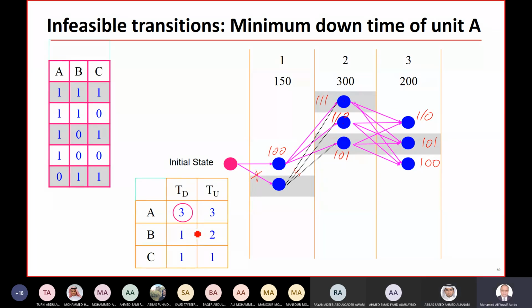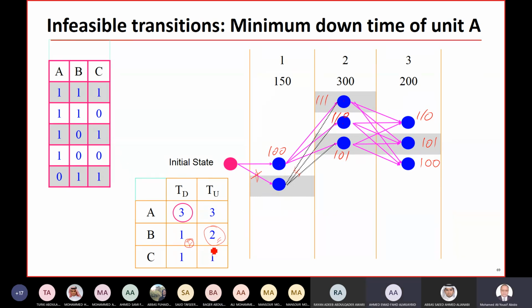Okay, so unit B, if it is on, you can keep it on for one period, and if it is off, you have to keep it off for 2 periods. Is it clear?